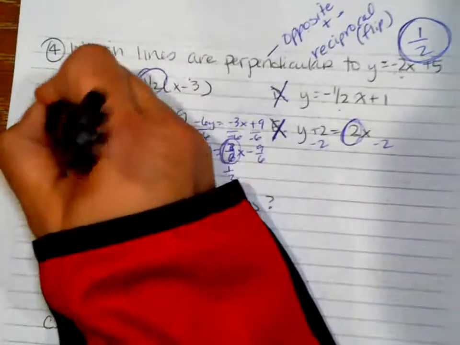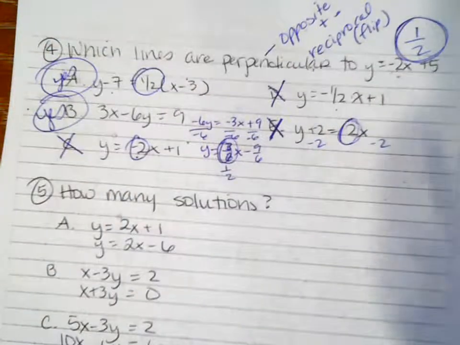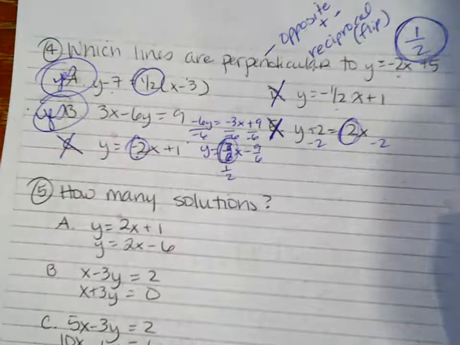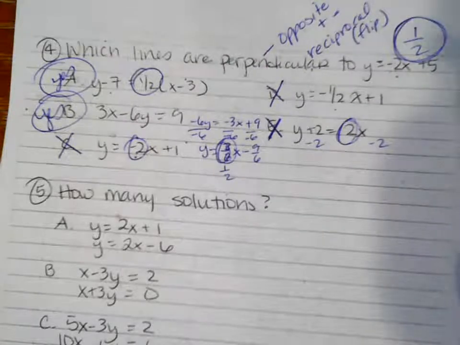So B is perpendicular also. So A and B work for perpendicular. All right, remember perpendicular is opposite and reciprocal.